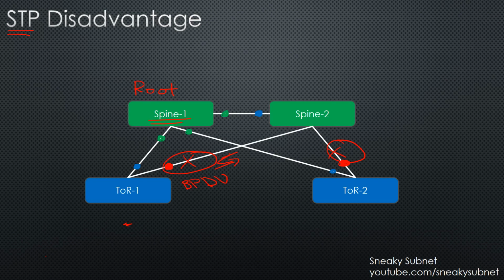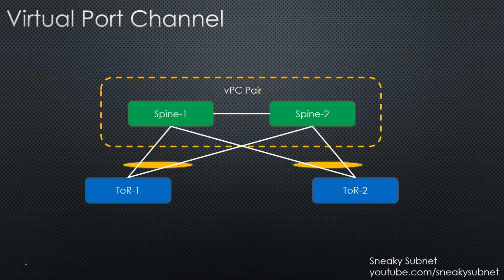And as I mentioned earlier, these are our 10 or 40 or 100 gig links. So we paid a lot of money to establish this connectivity, but essentially these links are not utilized at all. So how do we solve this problem? We can solve this problem utilizing technology like virtual port channel or VPC.